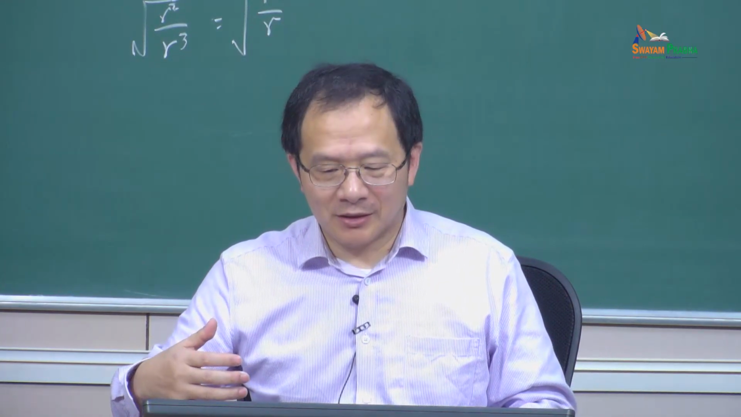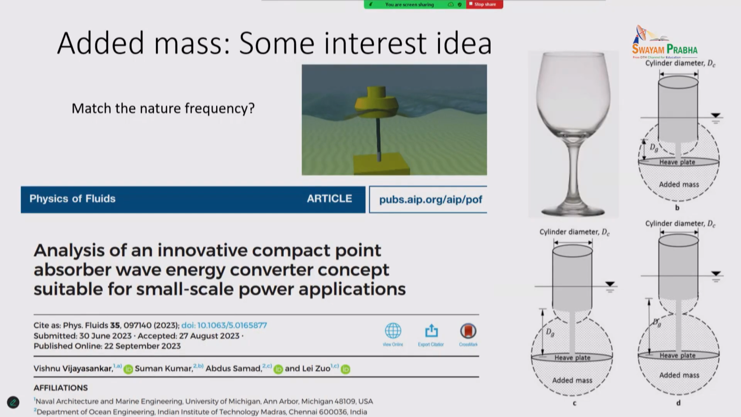Right? So this is one paper. Professor Samad, Vishlu, Saman, and I co-authored the idea to use such an added mass concept to reduce the natural frequency of vibration, right? We just add a plate here. We didn't add another physical mass. Therefore, the system stiffness wouldn't change, and we just add mass here.